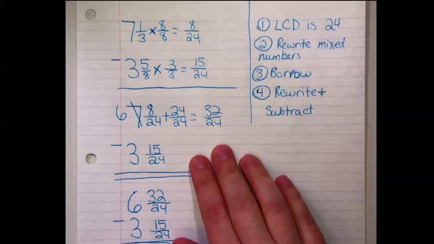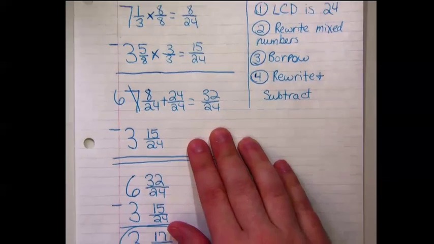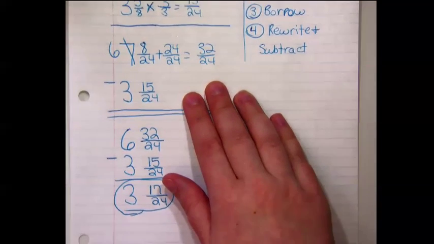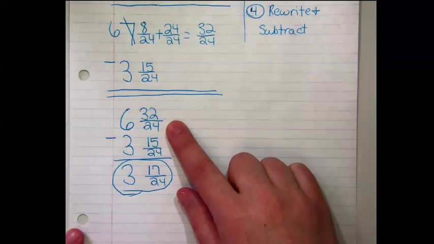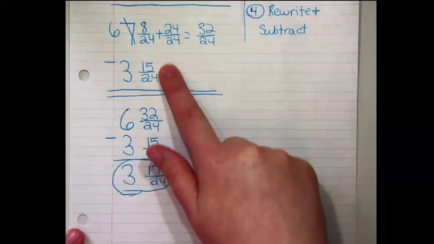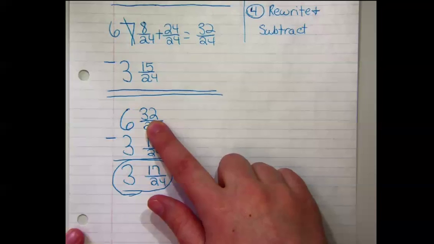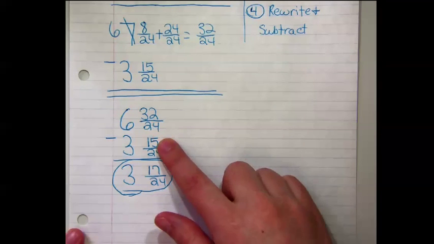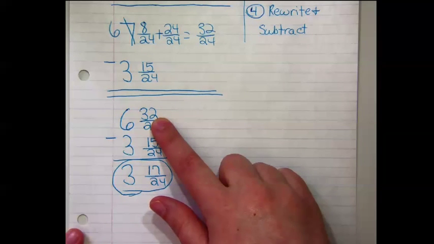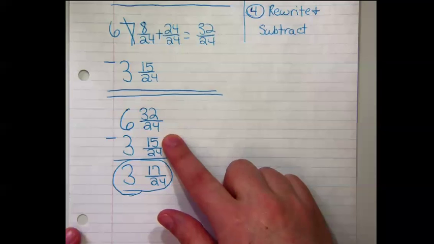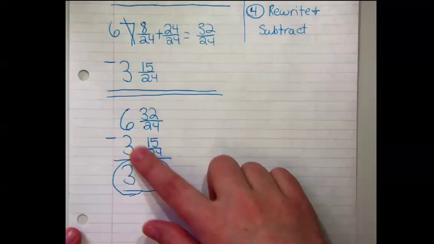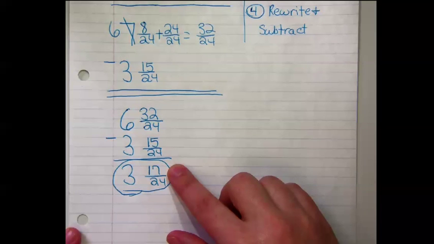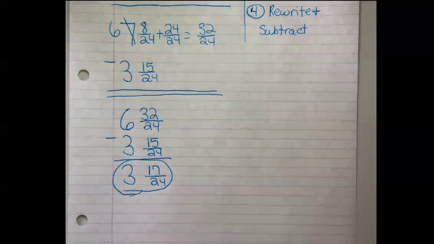And so then borrow and then rewrite this again so that I can subtract to 6 32/24ths, which is the same thing as 7 8/24ths, but now this 32 is big enough to subtract 15 from it. So 32 minus 15 is 17/24ths, and then 6 minus 3 is 3. 17/24 is already simplified, and so that's my final answer.